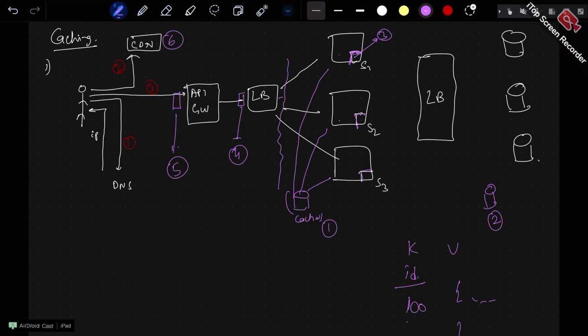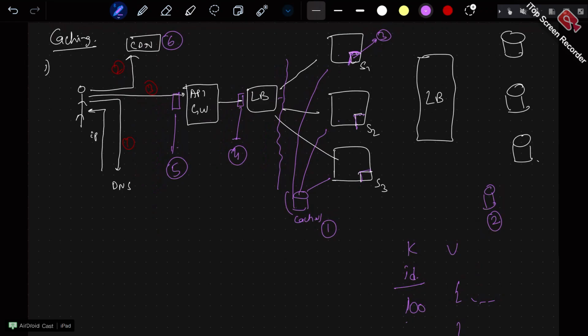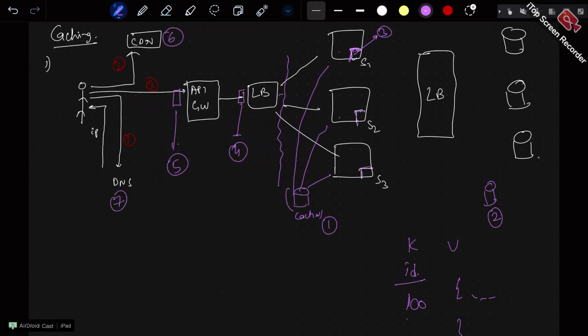Even Hotstar, whenever you view any live matches, they use CDNs a lot. A lot means a lot. Akamai is so famous because of their CDN properties. So don't underestimate the power of CDN. CDN is used only for caching purposes. You can also use it at the DNS level. Then one more is at the client browser level, where you can also use a cache, right?